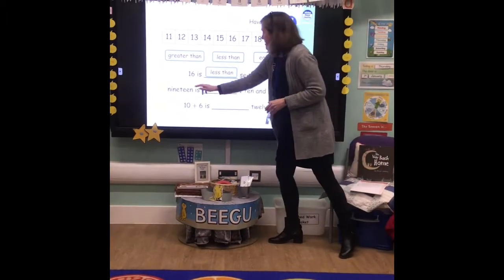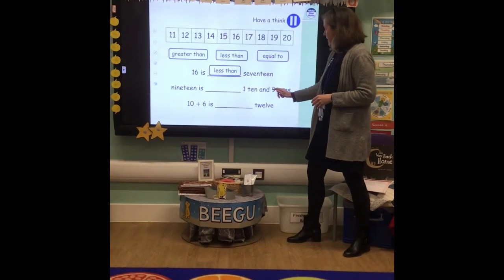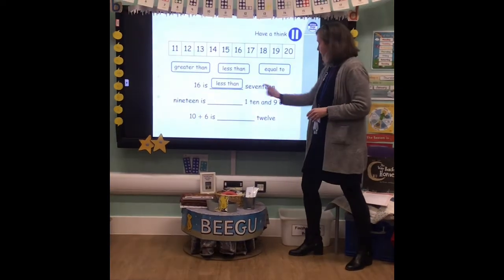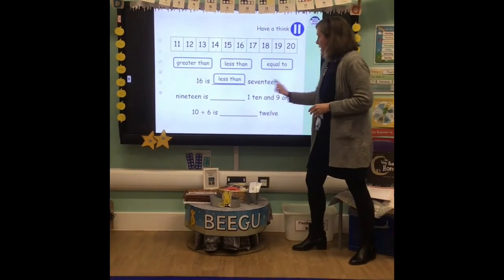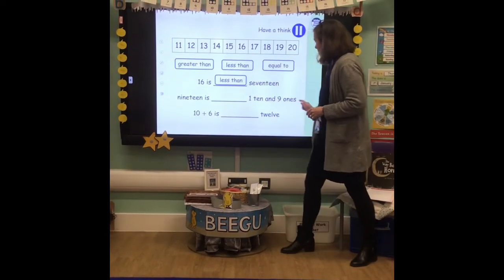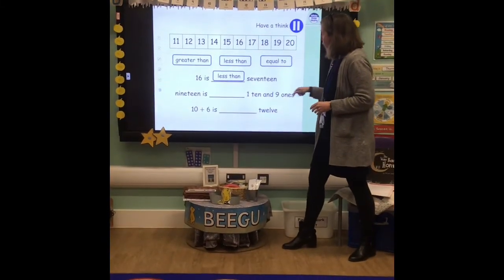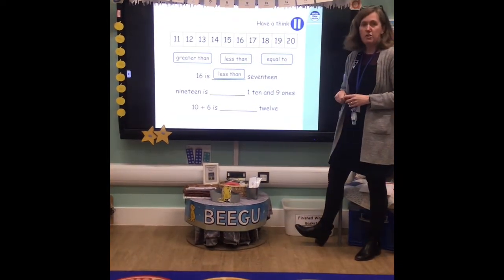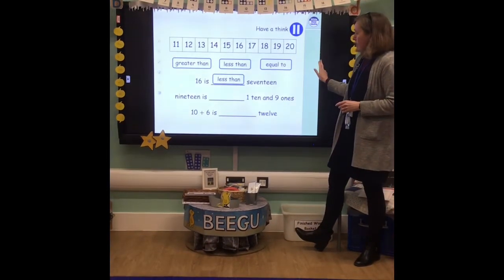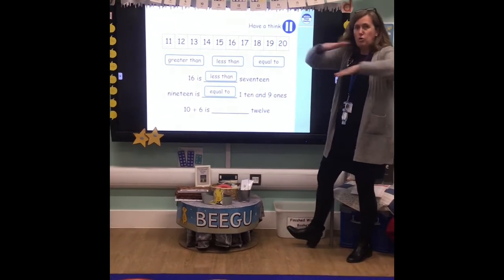And then we've got 19 is what? So we've got 1 ten and 9 ones. What does that make here? What number does that make here? Is it the same number? Or is it equal? Is it equal to, or is it greater than, or less than this number? What do you think, Kingfishers and Wagtails? I'll give you a second to think. It's equal to, equal to, equal to.